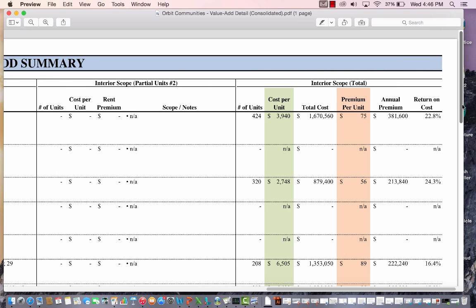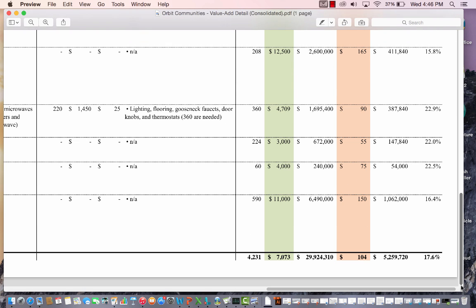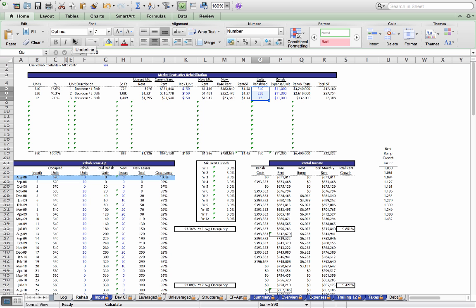So if we go back to what we were looking at in terms of the scope for this asset, we need to focus on the $11,000 and the $150. Remember, we had $11,000 per unit in expenses, and we had $150 per unit in additional income. So you would need to enter those numbers for every single unit, and in this case, we are rehabbing all the units.